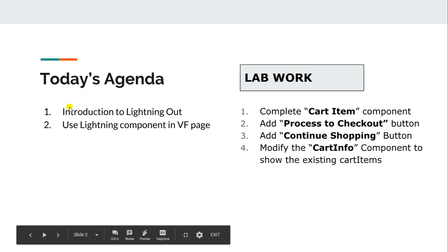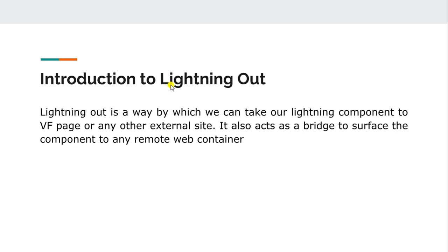So let's go ahead and start working with Lightning Out. What is Lightning Out and what is the need of Lightning Out in the Lightning Component? Lightning Out is a mechanism by which we can take our Lightning component out to any external site, and that works as a bridge to surface the Lightning component to any other remote web container.